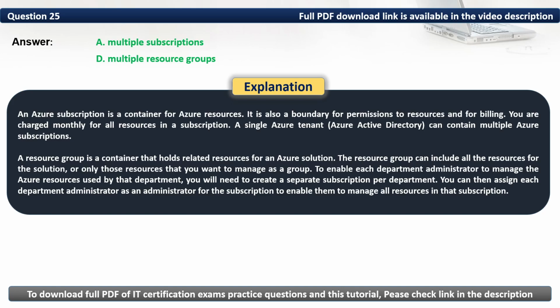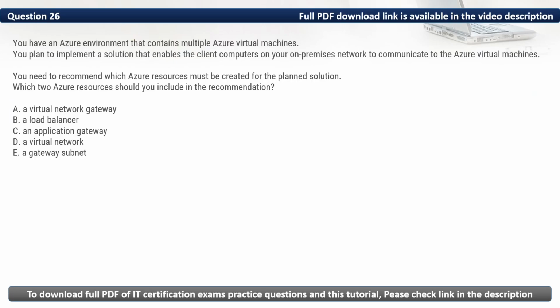Question 26. You have an Azure environment that contains multiple Azure virtual machines. You plan to implement a solution that enables the client computers on your on-premises network to communicate to the Azure virtual machines. You need to recommend which Azure resources must be created for the planned solution. Which two Azure resources should you include in the recommendation?